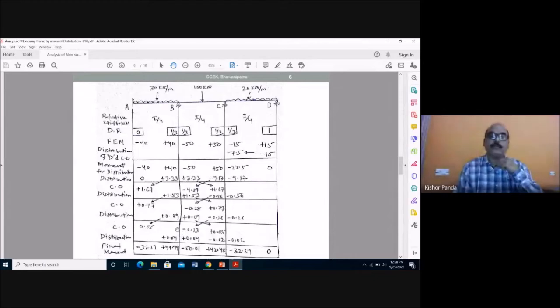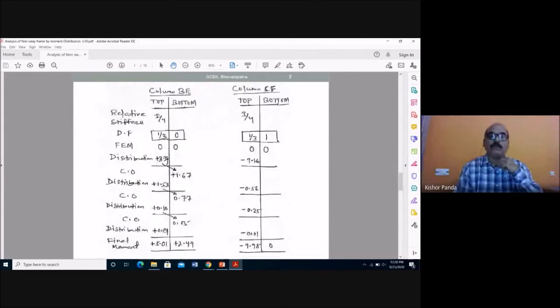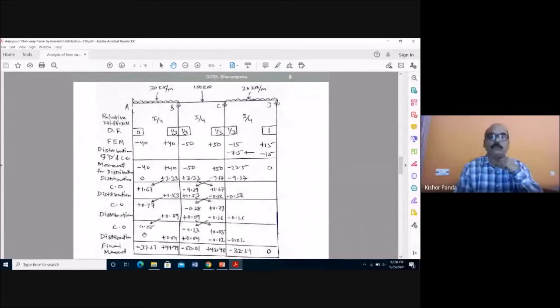Here also minus 0.13, this is 0.4, this is 0.04, and here I am taking this is 0.05 actually. You should take 0.05. Then it will come minus 0.13. So this is the distribution of the moment.